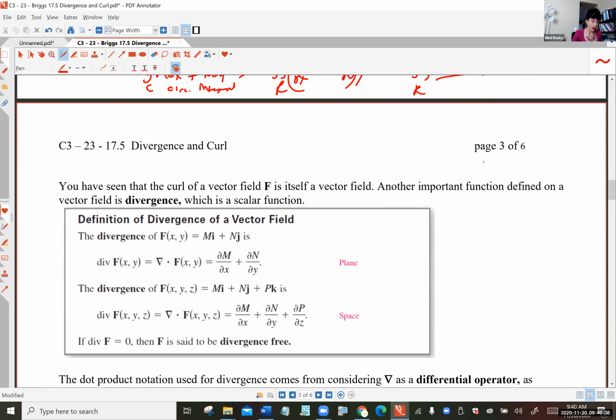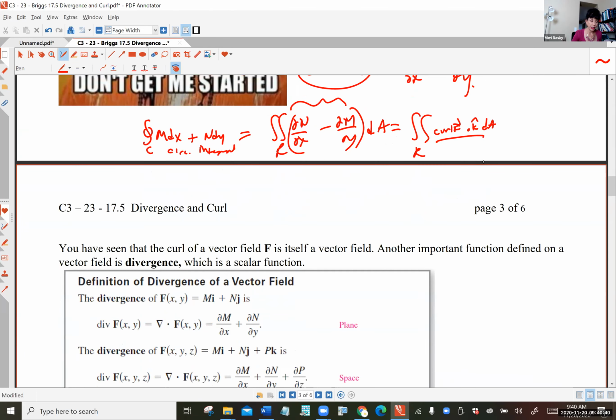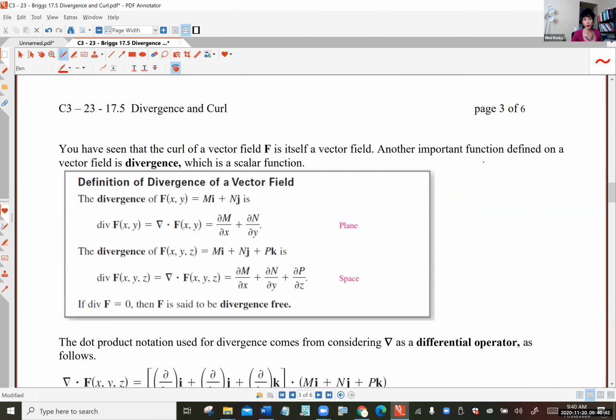Okay, so I'm done with curl. Let's do divergence. You have to learn both in this section, divergence and curl. Divergence is easier than curl. I wanted to do the hard one first. So good news, this is easy. So what is the divergence of a vector field?